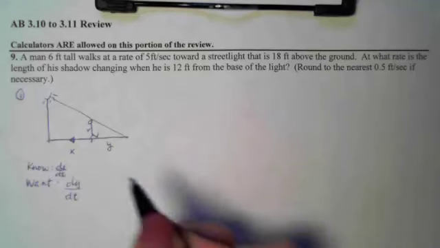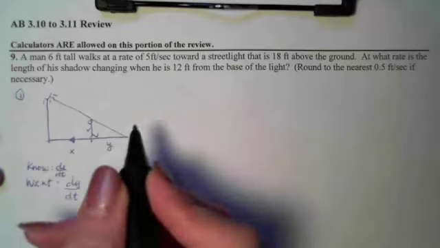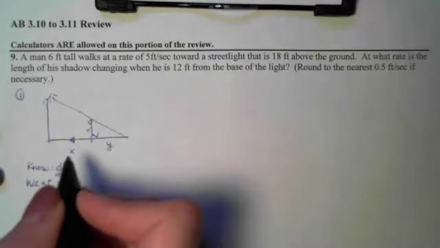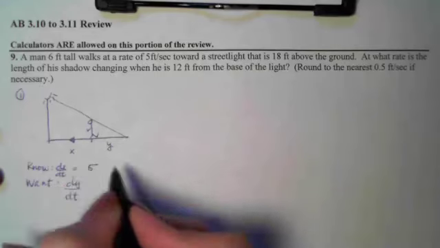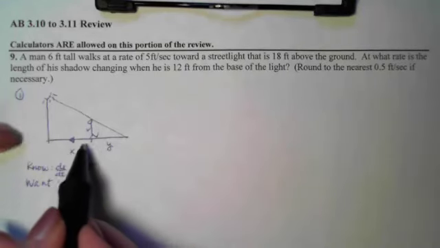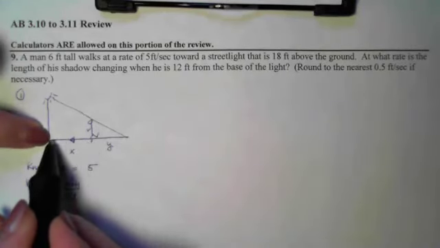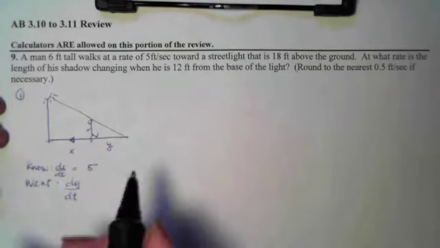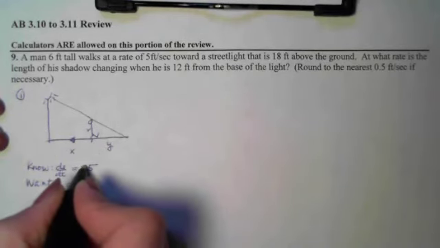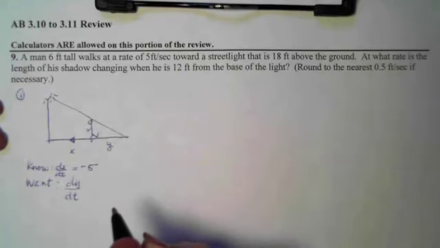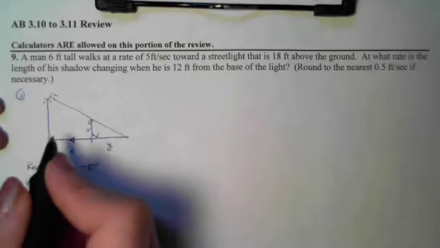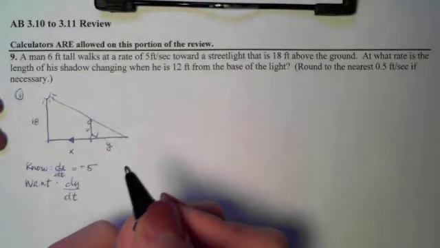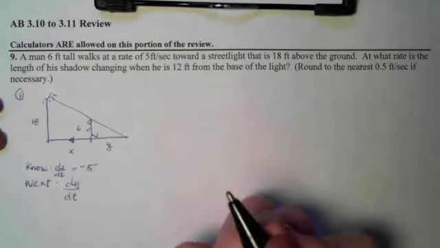Now, one of the big errors that people make is they see that dx dt is 5 feet per second, and they neglect to pay attention to the fact that x is getting smaller as time goes on. So that means the rate dx dt is actually a negative number. So we also have on this picture some things that are not changing. The street light is 18 feet above the ground, and the height of the man is always 6.